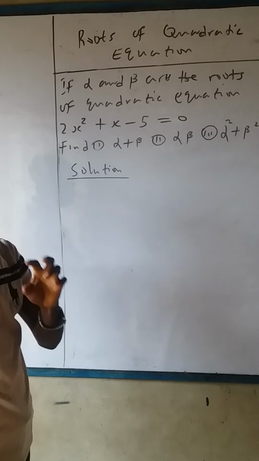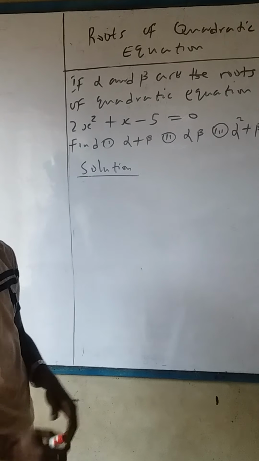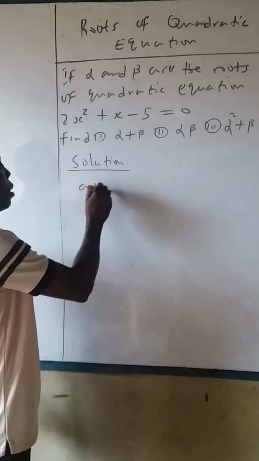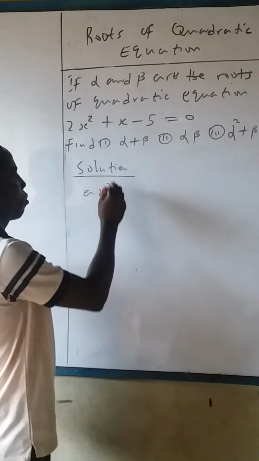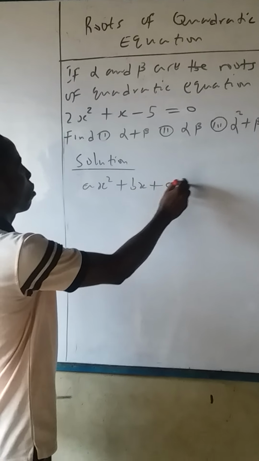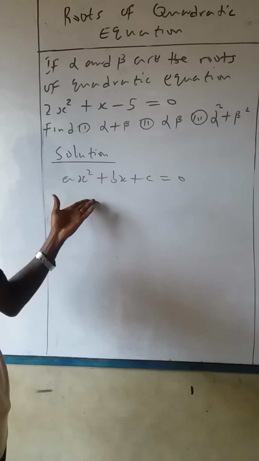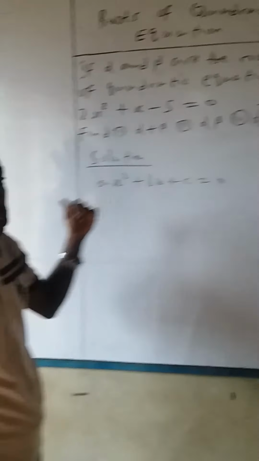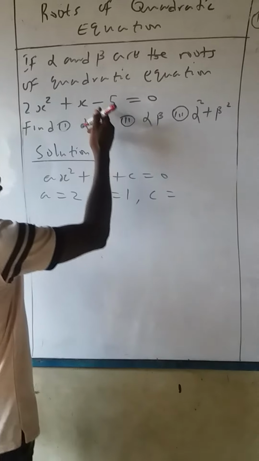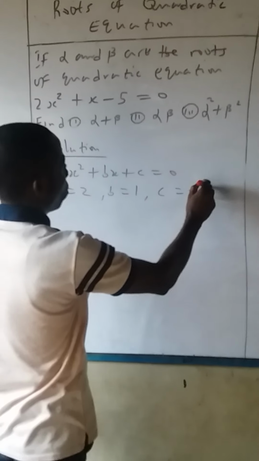Don't forget, if I want to solve this kind of question, I need to understand the statement ax^2 + bx + c = 0. This is the quadratic equation. Then a is 2, that is a equals 2. b is the coefficient of x here, which is 1. c is the constant, which is minus 5.